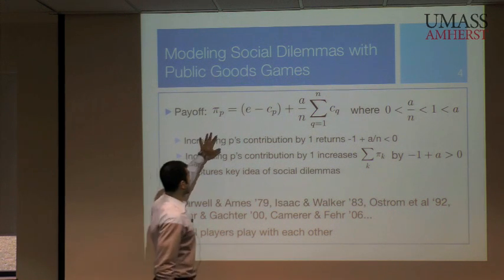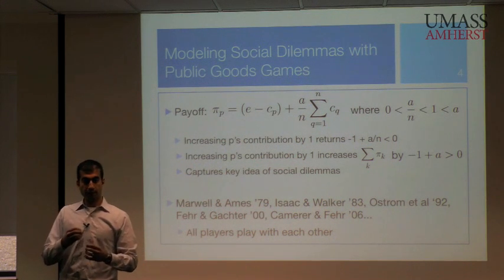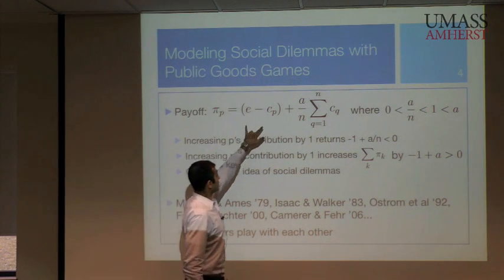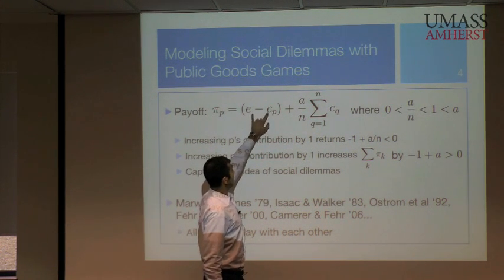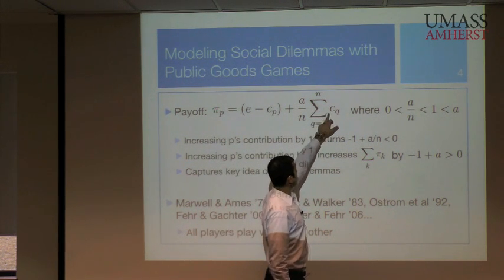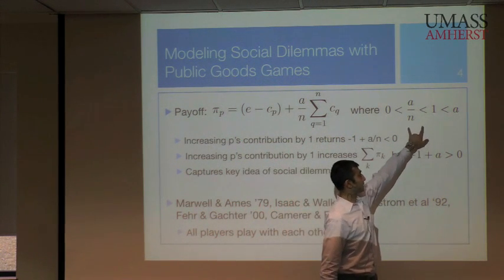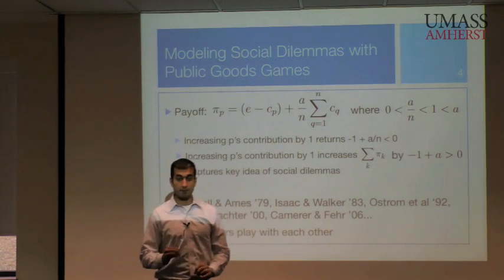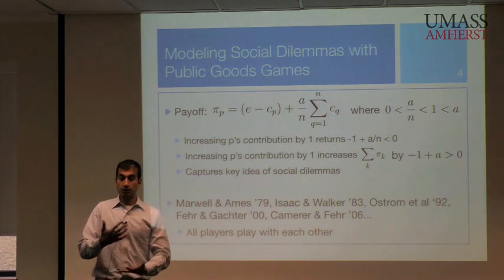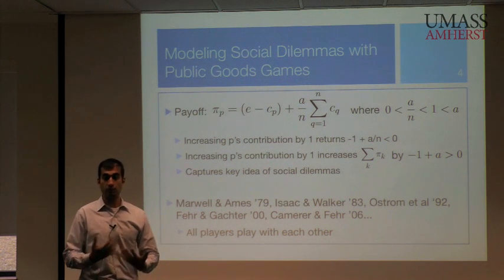Now, how does this game that I just described capture the notion of a social dilemma? I've copied over the payoff function from the previous slide just for convenience. Consider what happens if player P increases his contribution by 1 unit. This term goes down by 1. Furthermore, the summation goes up by 1, and that gets multiplied by A over n. So the difference would be minus 1 plus A over n, and that's assumed to be less than 0. What does that mean? It means that for every unit that player P contributes, he's actually decreasing his utility. So the best thing for player P to do, therefore, is to contribute nothing.